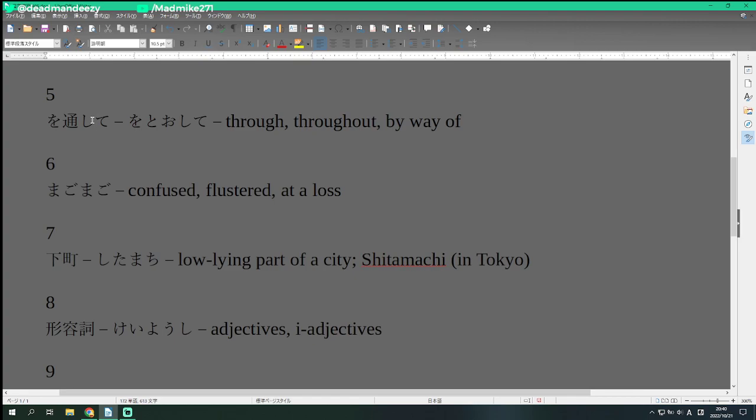This is more of a grammar pattern than a word itself, but we're going to follow it. O toshite, by means of, using, or through. O toshite. Through, throughout, or by means of.